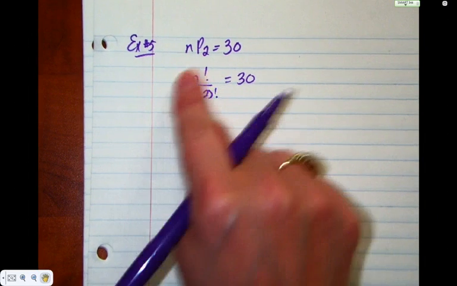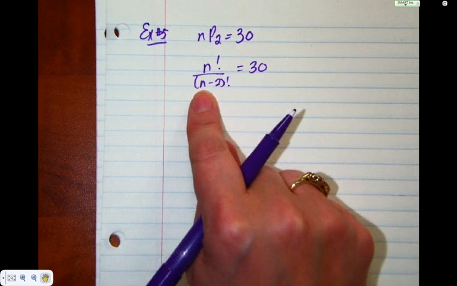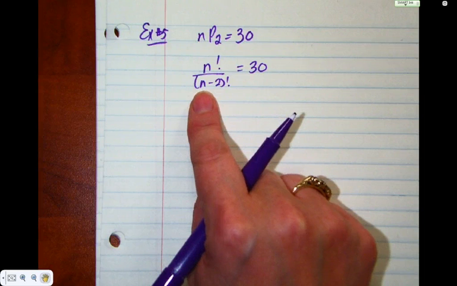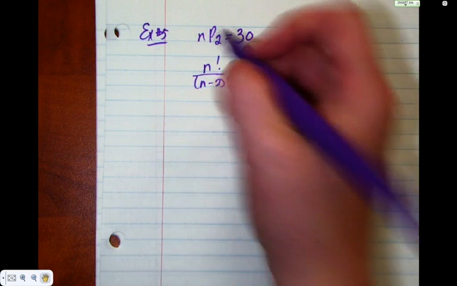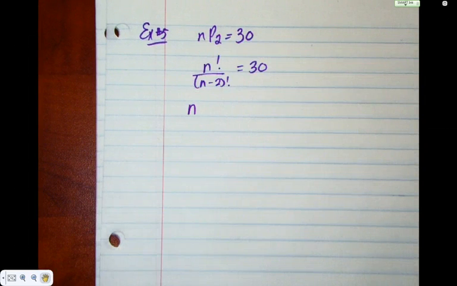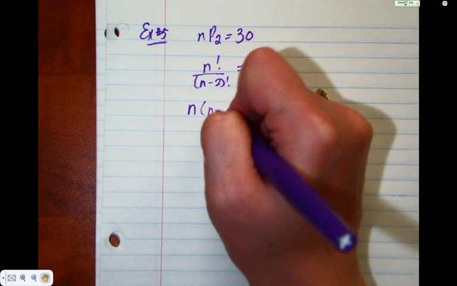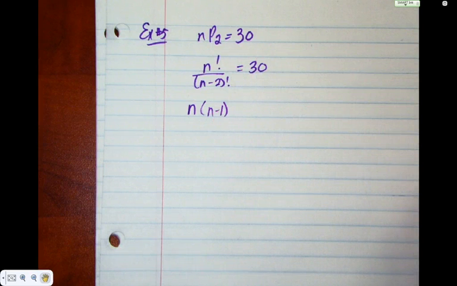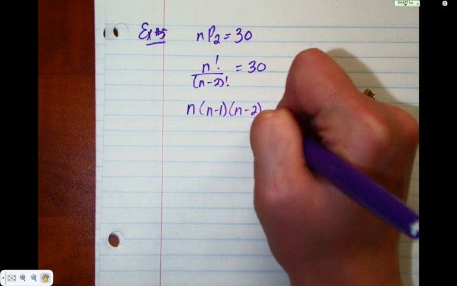Now, we already practiced this kind of stuff on the left-hand side. What are we going to do with it? We're going to simplify. So step number 2 is simplify the factorials. Which one do we want to break down, n or n minus 2? N. So we're going to start by breaking it down into n times n minus 1 times n minus 2 factorial.